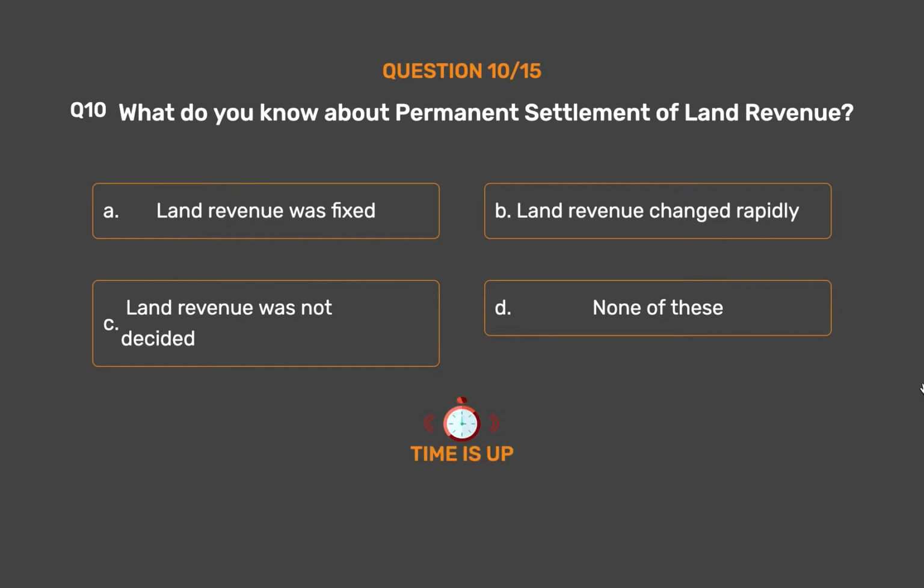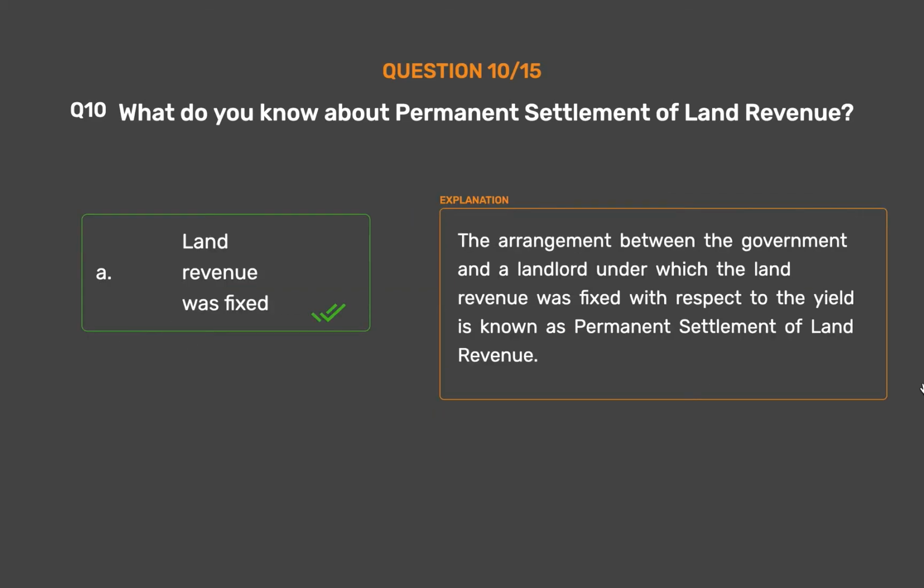The correct answer is option A, land revenue was fixed. The arrangement between the government and the landlord under which the land revenue was fixed with respect to the yield is known as permanent settlement of land revenue.